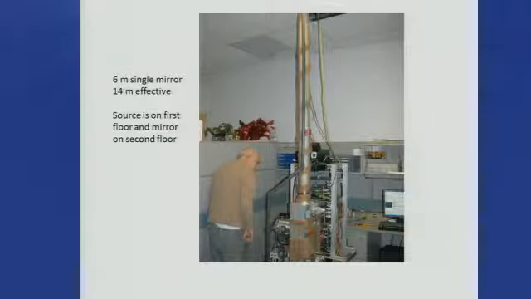But this is our large machine that we built. This is a 14 meter effective flight path, and of course it's 6 meters high, and our ceilings weren't that high, so we put the mirror on the second floor and the ion source on the first floor. And this is located in what was my office cubicle, so I guess I was there saying, what happened to my office?